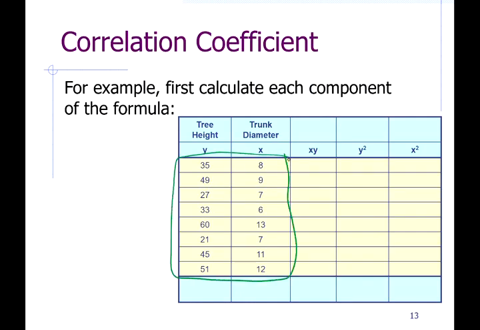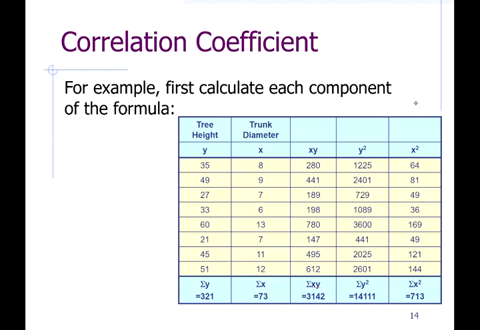In this case, we have 8 pairs of values, so 8 trees. For each of those 8 trees, we have the trunk diameter, which is probably measured in inches, and the height of the tree, which is probably measured in feet. First, we have to calculate each of these 3 values. And once we calculate those values, we add them up.